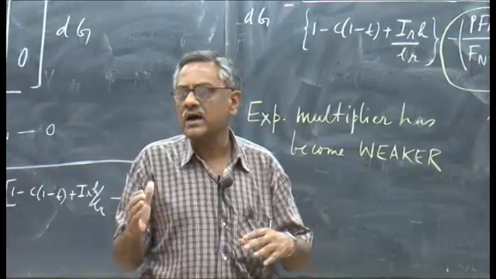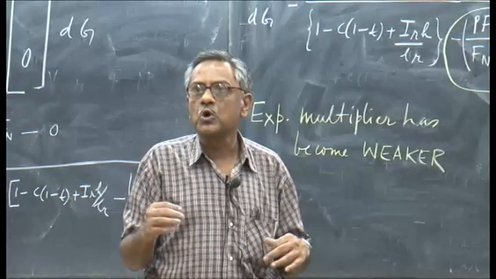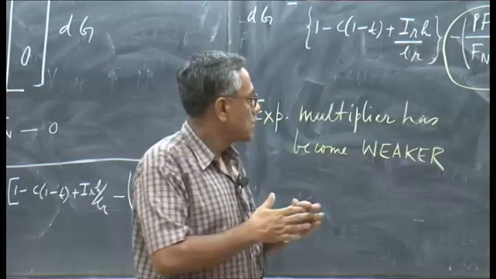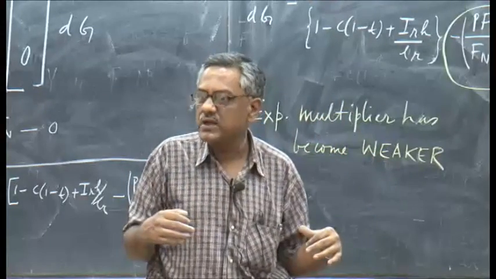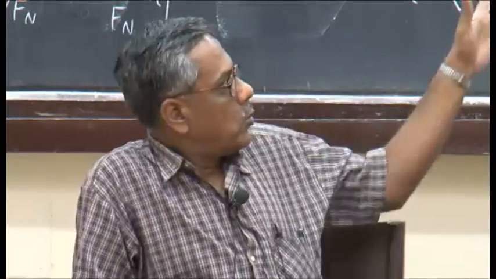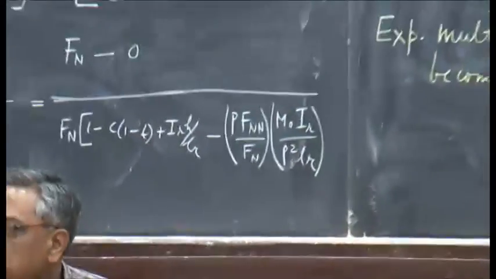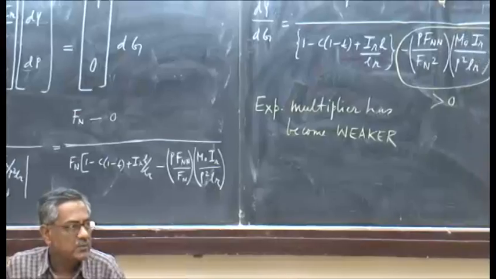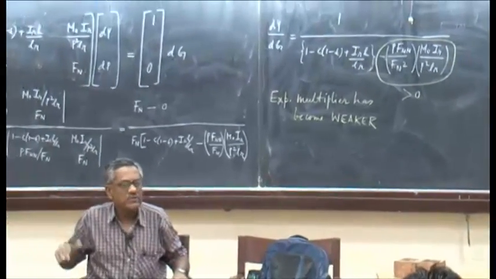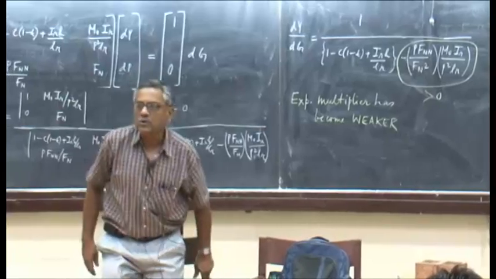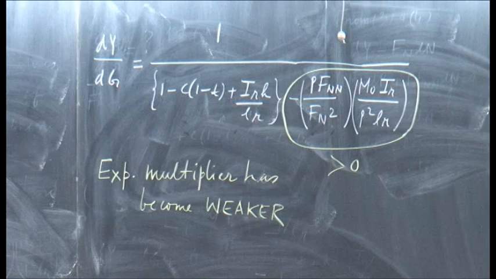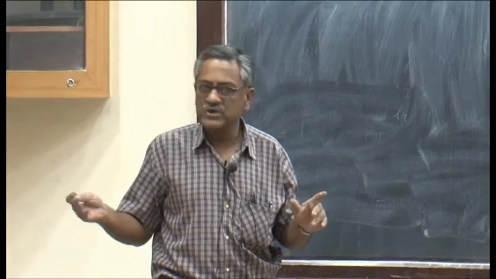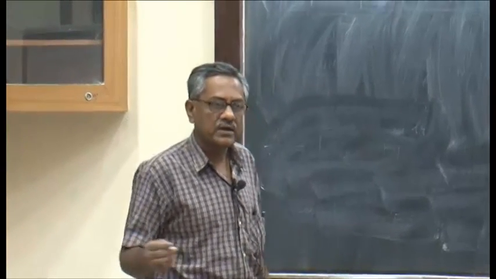Now we are reaching the 55 minutes mark, so roughly the end of one class. Before I give you the intuition behind why the multiplier is becoming weak compared to the previous model, I need a diagram to talk about that. I would consider only two diagrams. I won't complicate life. I would take the ISLM diagram and I will take the aggregate supply, aggregate demand diagram.